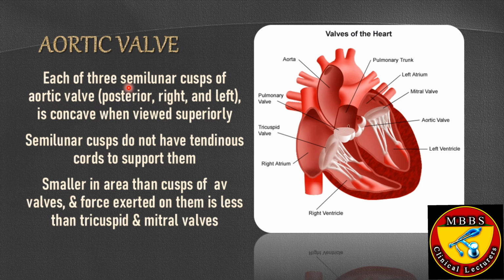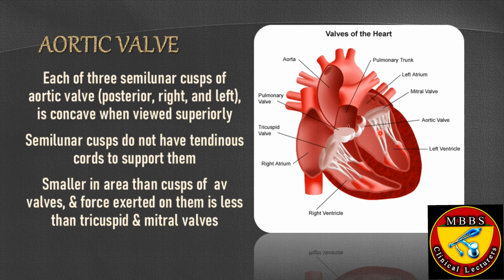Now each of the three semilunar cusps of the aortic valve: posterior, right and left. So this is posterior, this is right, and this is left cusp, and it is concave when viewed superiorly. If you view them superiorly, they are sort of concave. You can see this is the concavity. If we see the superior view, removing the atria and vessels, these valves will be concave superiorly. They are bulging inside the left ventricle, right? So when the pressure builds within the left ventricle, the left ventricle contracts.